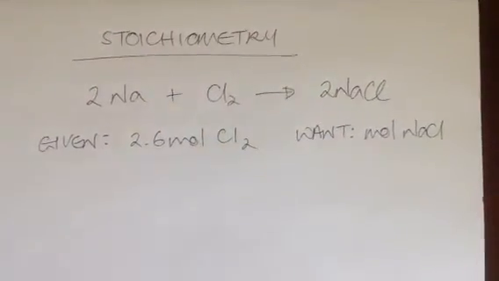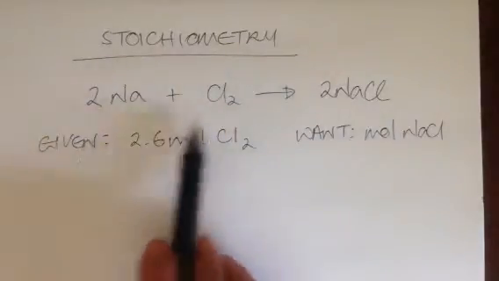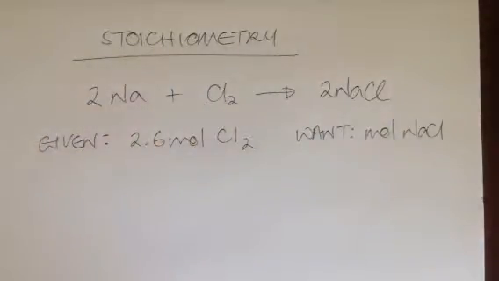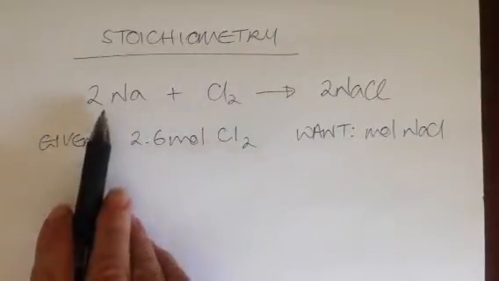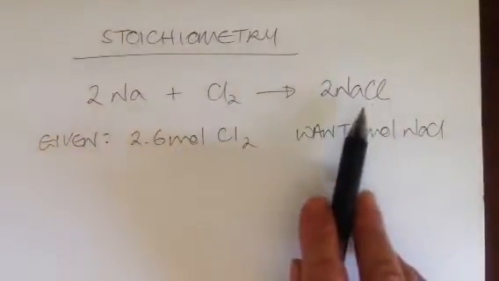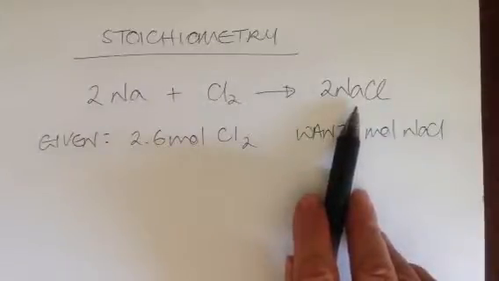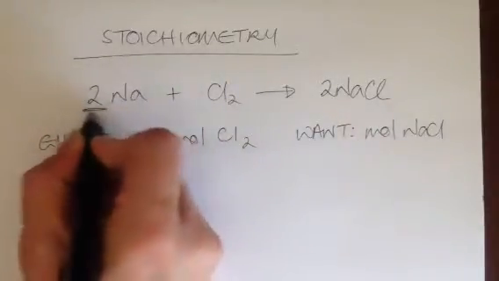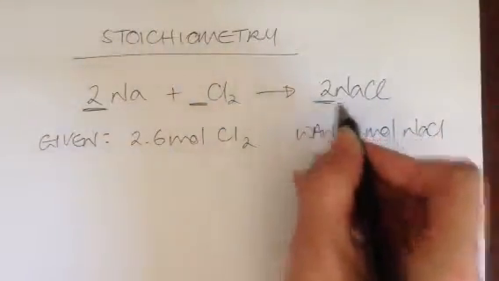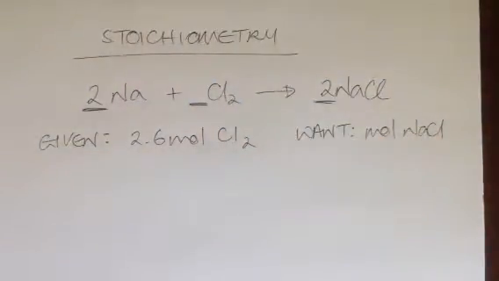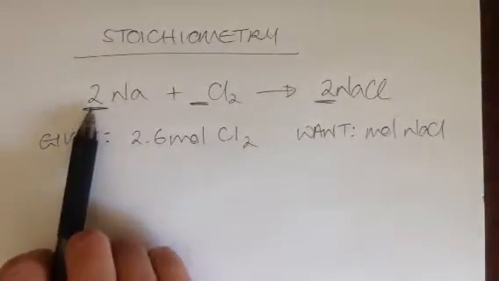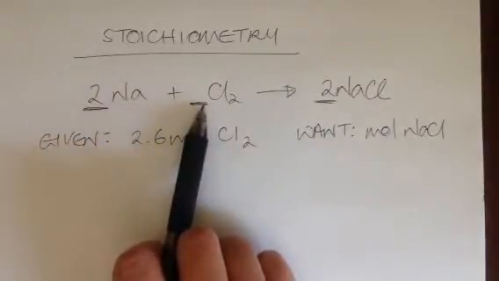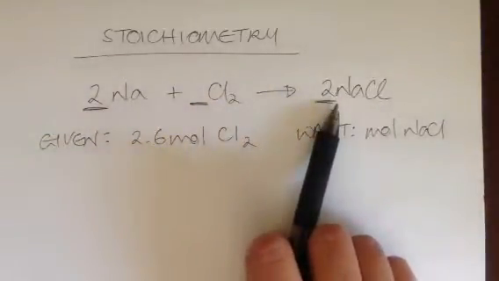The example we have right here is the formation of sodium chloride from sodium and chlorine. And the most important part of a stoichiometry problem is the balanced chemical equation, because that's really our recipe that tells us how much sodium we need to react with how much chlorine to produce a certain amount of sodium chloride. And it's the coefficients in the balanced chemical equation that give us our quantities in our recipe. So we could read this equation as 2 sodium atoms and 1 chlorine molecule makes 2 sodium chloride formula units.